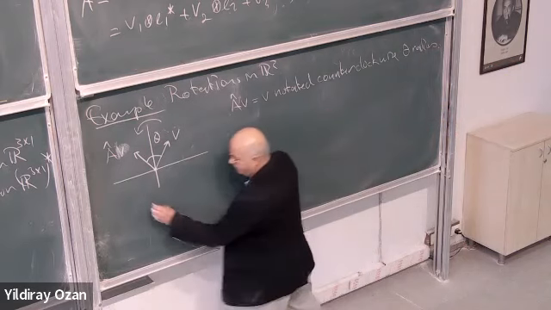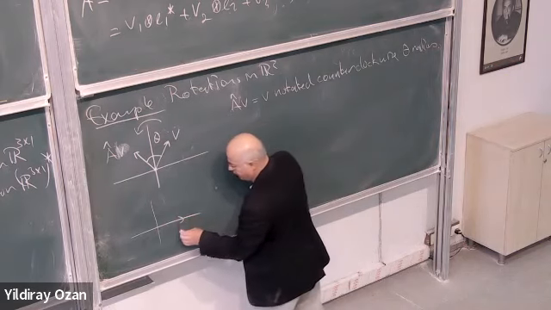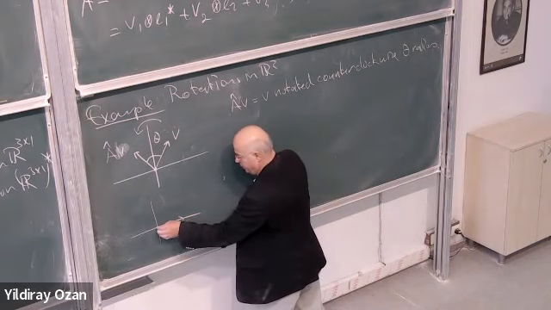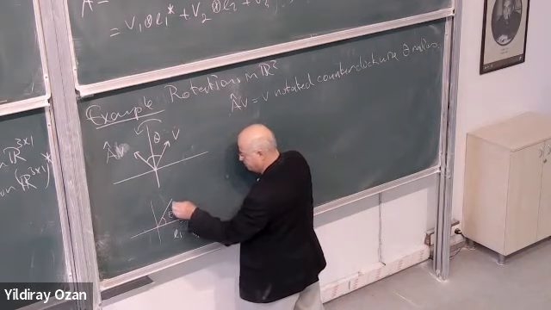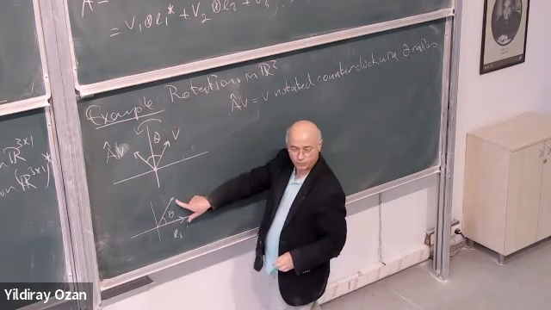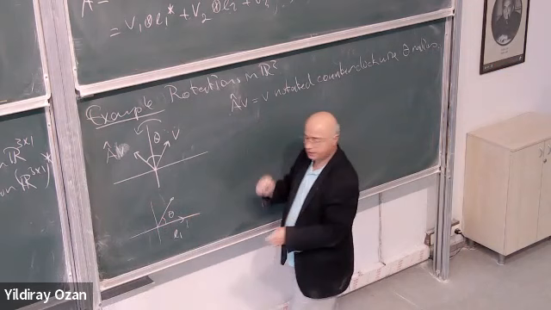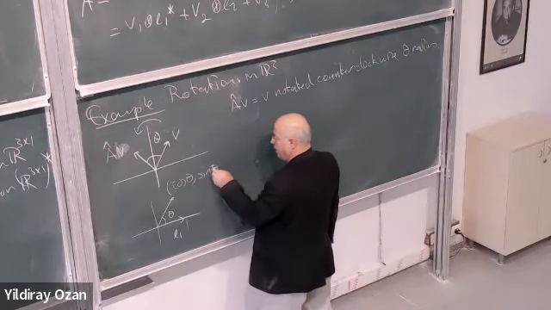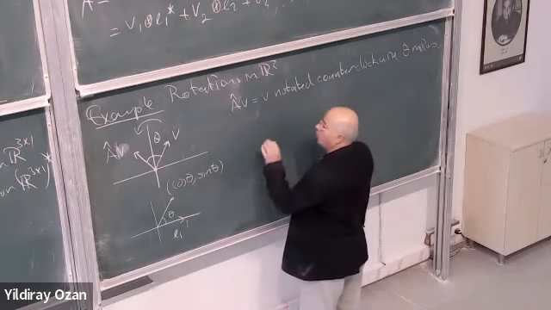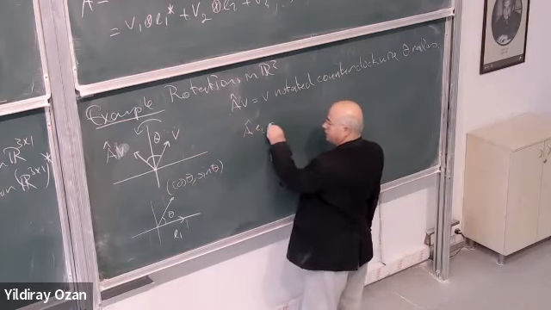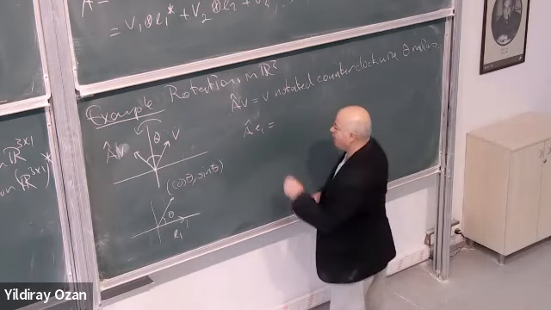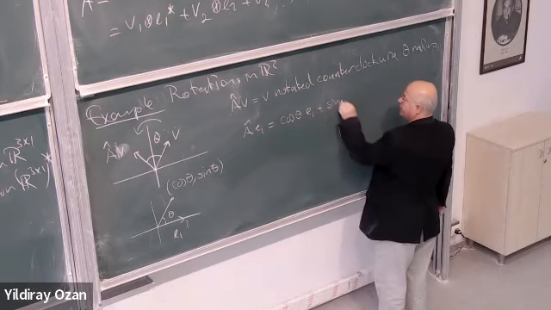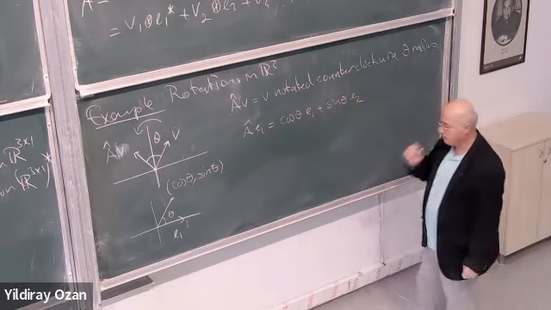Now, if I give this vector E1, 1, 0, this will be moved to this vector. What are the coordinates of this point? cos theta, sin theta. So, A hat E1 is just cosine theta E1 plus sin theta E2, right?